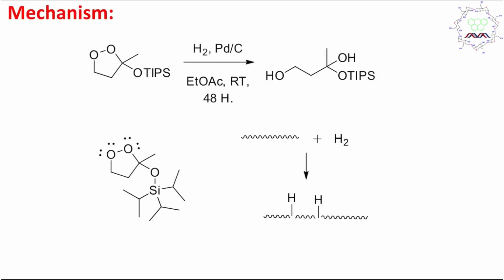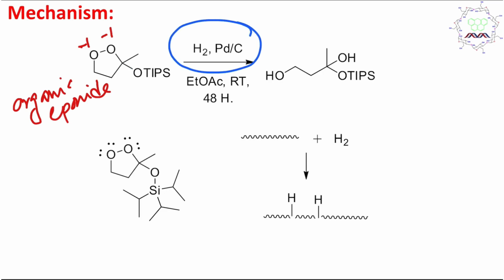So actually, if you look at the epoxide molecule, they are reactive because the oxygen in this epoxide is in minus oxidation state. And by the way, this is actually an organic peroxide because the two oxygens are attached to carbon atoms. Fine. I have already discussed a dedicated lecture on epoxides, meaning why epoxides are so reactive. And second, I have already discussed hydrogen and palladium charcoal. This is a hydrogenation catalyst, reducing agent, or you can consider this a heterogeneous catalyst.